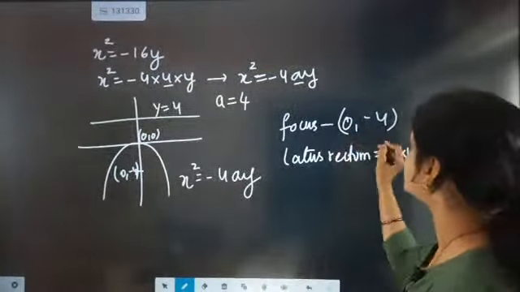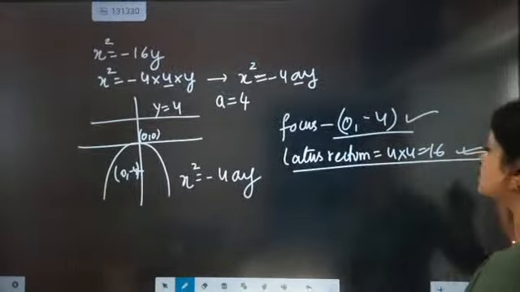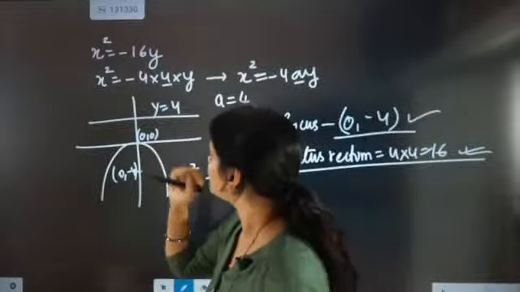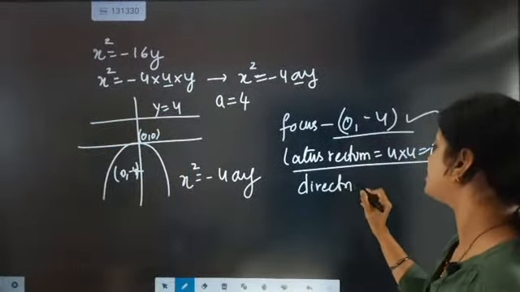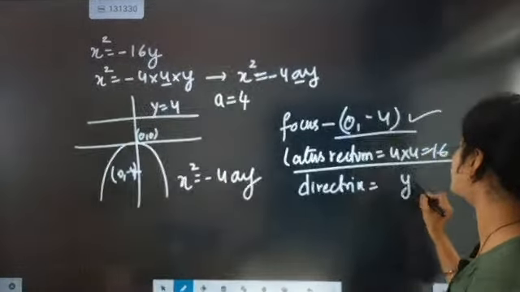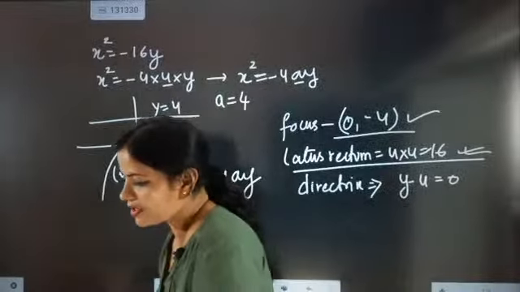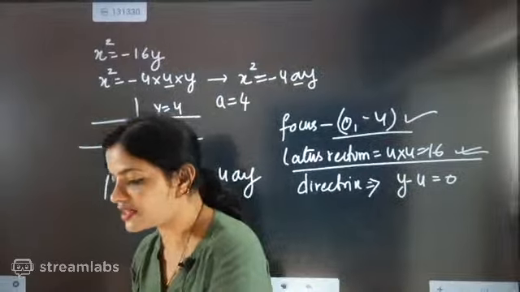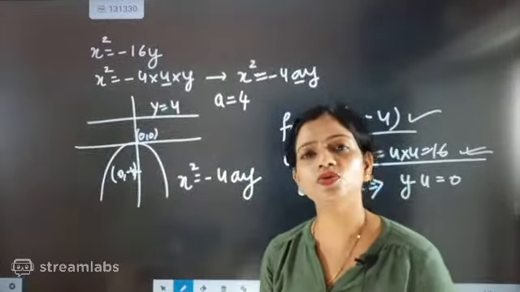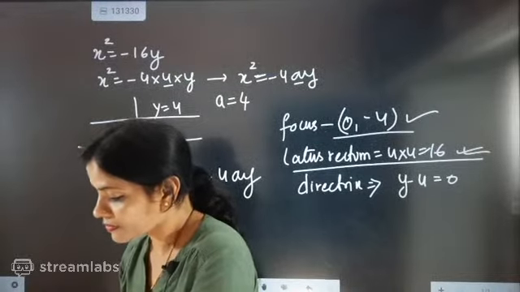So now the focus is coming as 0 comma minus 4, latus rectum is coming as 16. Now after that, beta, equation of directrix. So the directrix part will be exactly coming as y minus 4 will be equal to 0.